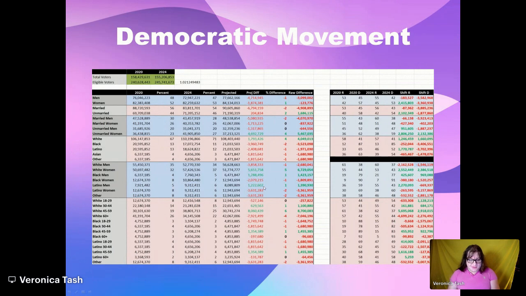We had more Latino men turn out, fewer Latino women. Trump gained 2.3 million Latino men. Kamala lost 700,000. When it comes to Latino women, Trump lost 270,000, or 260,000 is closer, whereas about 3.2 million Latino votes were lost.